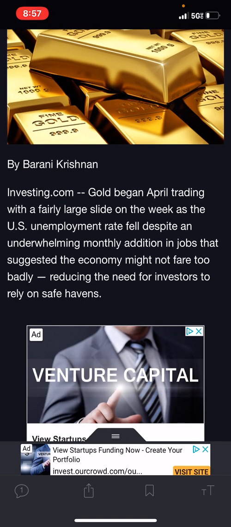Gold began April trading at a fairly large slide on the week as the U.S. unemployment rate fell despite an underwhelming monthly addition in the jobs, which suggests the economy may not fare too badly, reducing the need for investors to rely on safe havens.